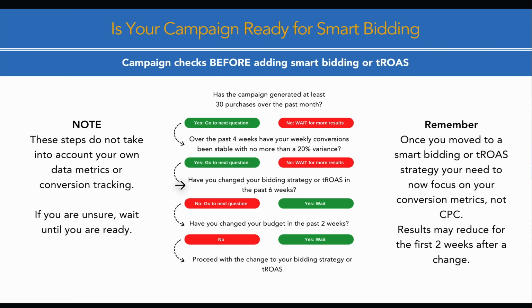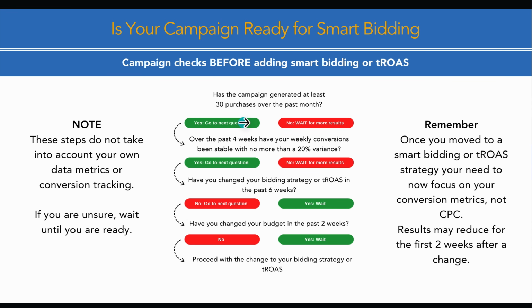Then we get into some things where you're really looking at what other optimizations you have done in your account recently. So if you've only just added in a smart bidding strategy, or you've only just adjusted your target ROAS in the last 2 or 3 weeks, once again, we'd say wait. If that's a no, you can then go through making sure that you haven't adjusted your budget. And then if you've got all of that set, you can then go through and set that target ROAS.